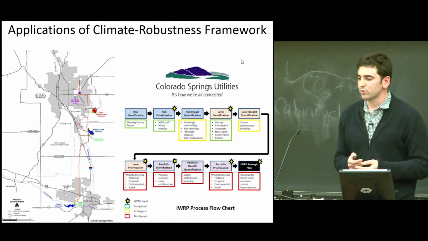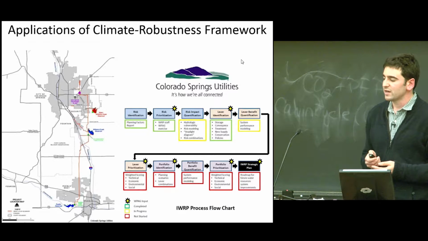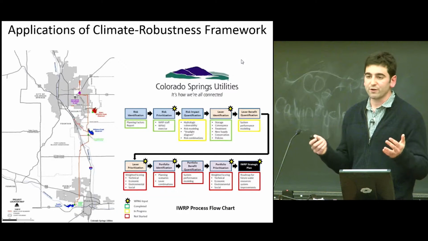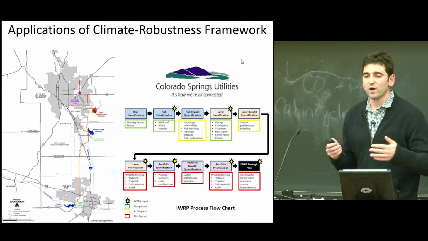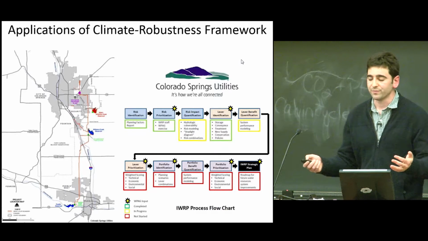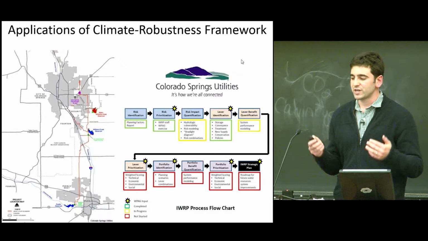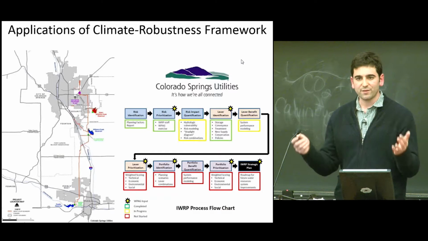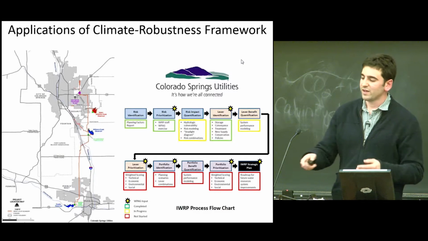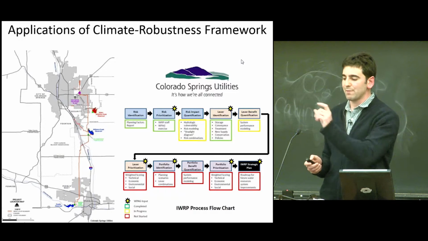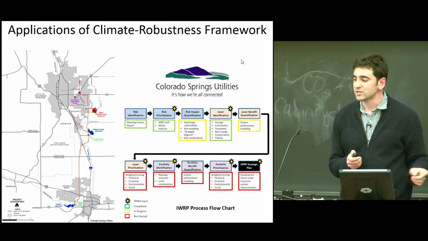One utility I did some work with out in Colorado, Colorado Springs, they're trying to generate their new integrated water resources plan for the next 25 years. And they really wanted to be at the forefront of adaptation. So they reached out and wanted to expand how they do their analysis. And this is a little picture. On the left is their system, and on the right is a map of how they go through the process of adaptation.